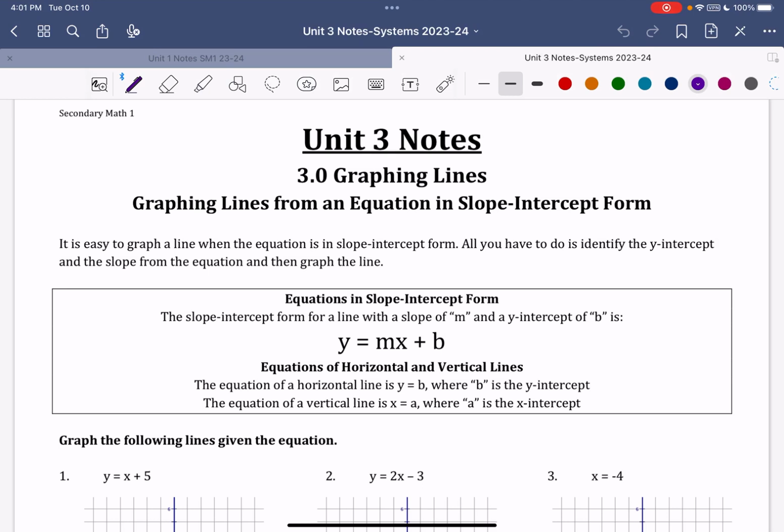All right, welcome to Unit 3. This is 3.0, Graphing Lines. So we're going to be graphing from slope-intercept form like we've done in the past. This is just a refresher, so I'm going to go fairly quickly.